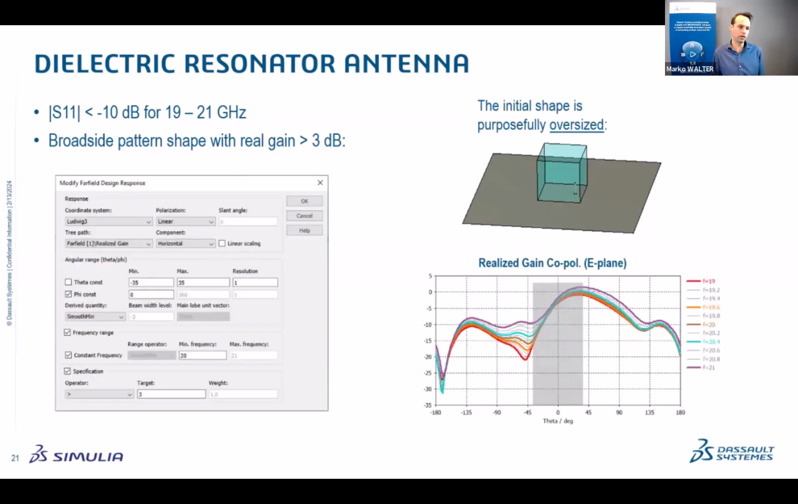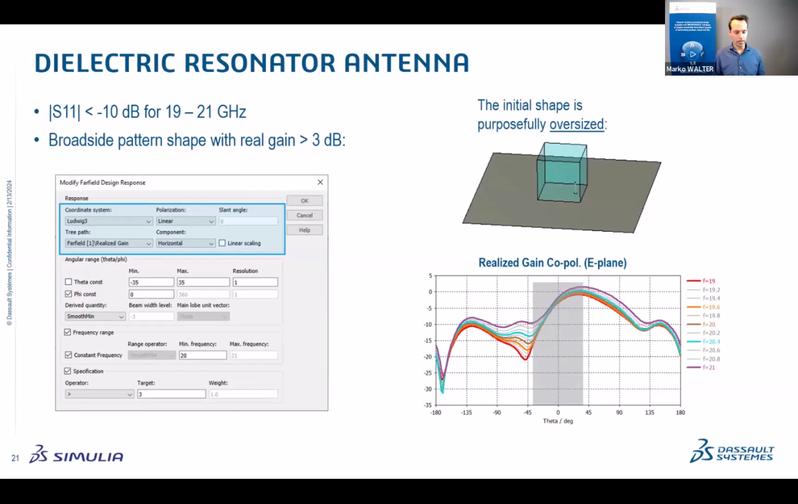And I actually want to show a bit of the UI in this way as well, so that you can see how to define these types of KPIs. So essentially, this is how the GUI looks. At the top, you select the coordinate system. In this case, I'm selecting the Ludwig 3 system with linear polarization, and the component in the horizontal plane, and the realized gain, because again, I want to take the input match into account as well. I don't just want to optimize on directivity, even though there are no losses in this model.